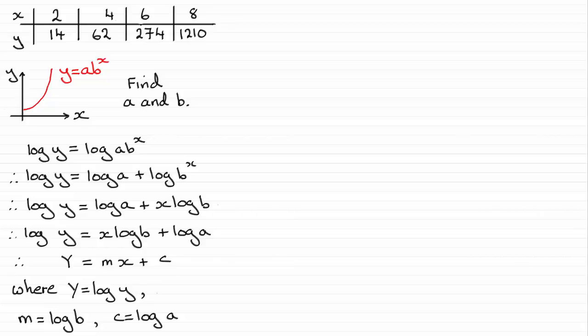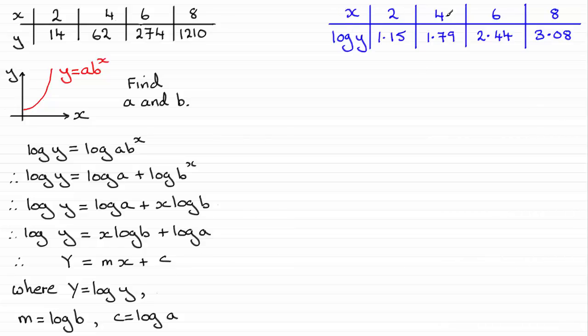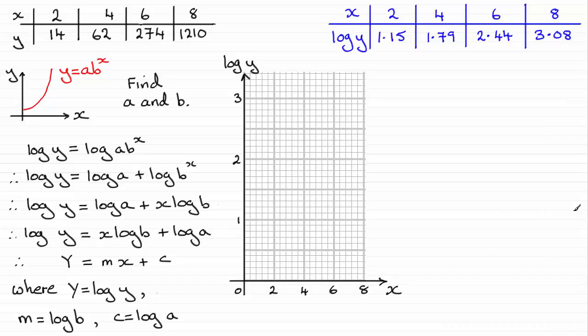So by creating a new table where we have x across the top here and log of y in the bottom row, if you take the log of 2, you'll see you get 1.15, and that's to 2 decimal places, with similar results for 4, 6 and 8. So what I need to do now is to plot these values on a graph. So if we take a piece of graph paper, set up our axes, we've got the x-axis here and log y here, with our values, and we plot these points, we get a straight line of points.